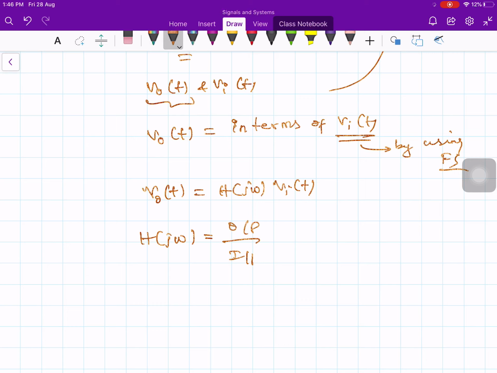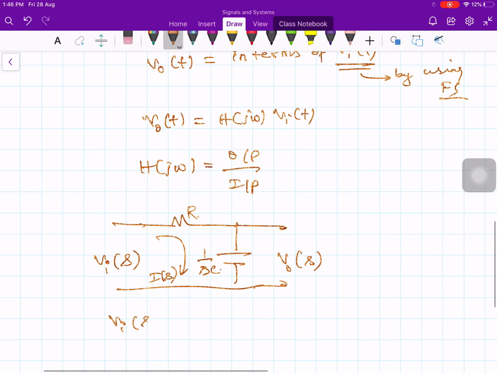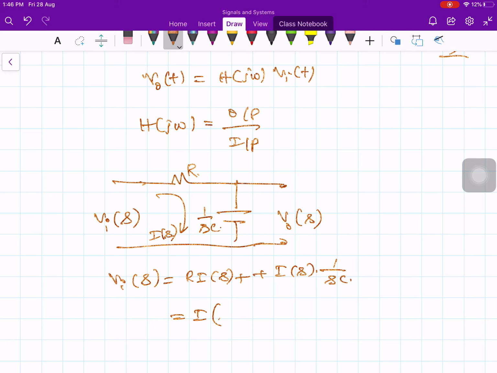This is output divided by input. Now you take the circuit in the transform domain: it is V naught of S and this is Vi of S. This is R and this is 1 by SC, and the current flowing through the circuit is I of S. Therefore Vi of S is equal to I of S times R plus 1 by SC, where 1 by SC is the impedance offered by the capacitor.